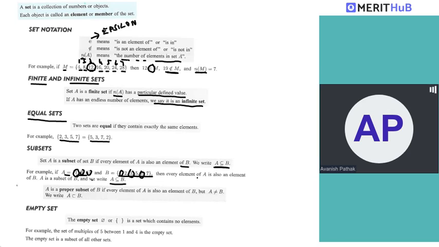A is a proper subset of B if every element of A is also an element of B, but A is not equal to B. Then we write it with this notation, as you can see, the dash goes out, and then it's a proper subset.